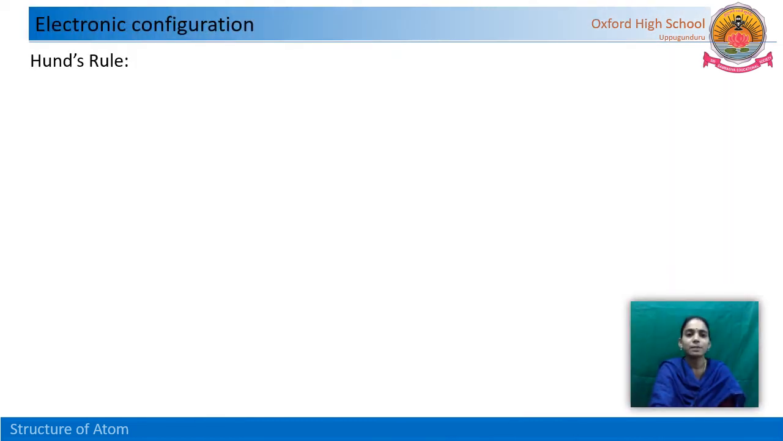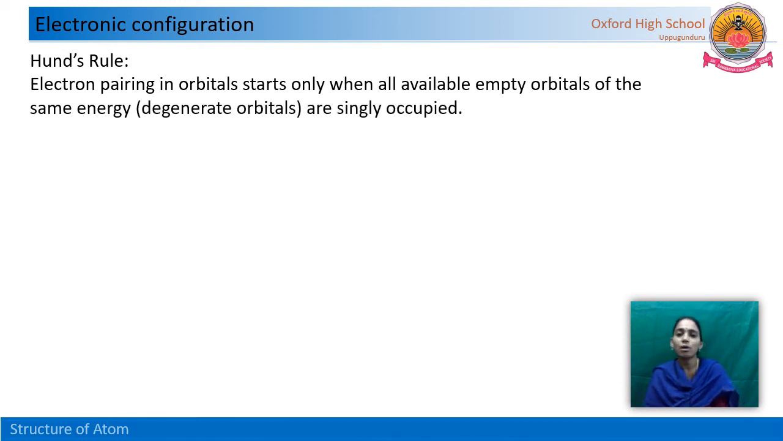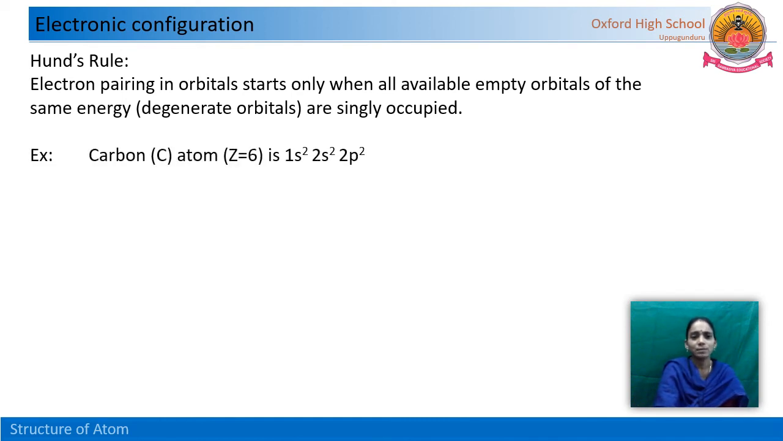It is the second principle or rule, Hund's rule. The electron pairing in orbitals starts only when all available empty orbitals of the same energy are singly occupied. That is, the degenerate orbitals have to be singly occupied first, and only then do we pair the electrons. In detail, let us see by taking an example of the carbon atom.